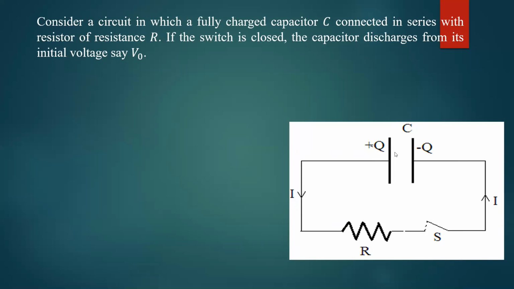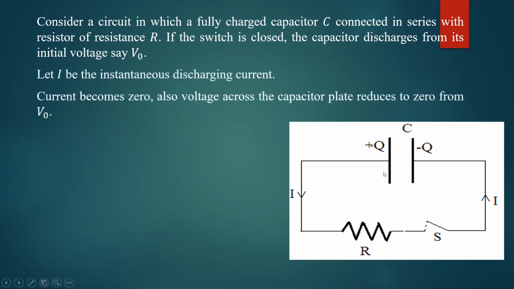Initially, the voltage of the capacitor is V0 and the charge is Q0, because we have to discharge the capacitor which was fully charged. Discharge means you have to connect it to a resistor. When connected to a resistor, the capacitor will send the current through the resistor and it will lose its charges. That is called discharging.